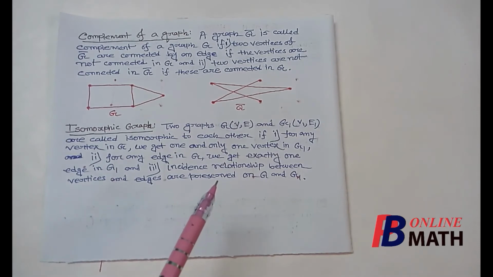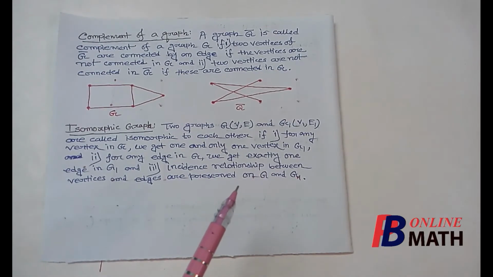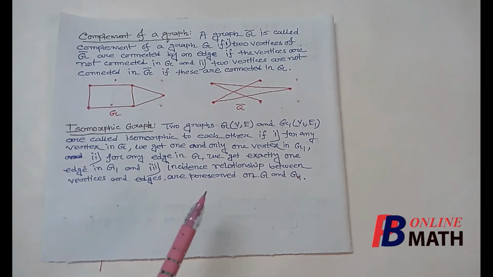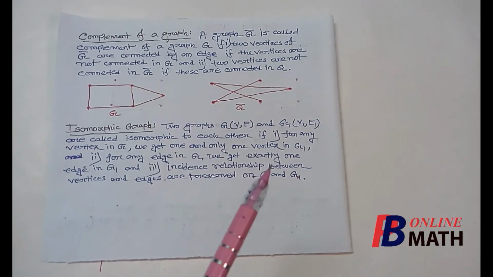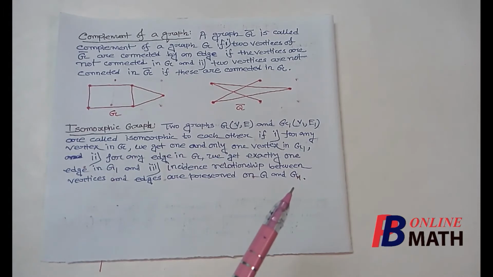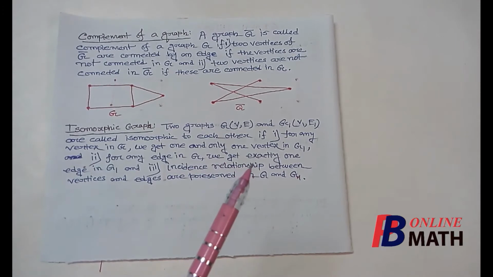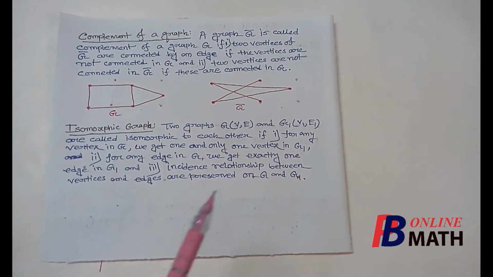That means if we find one vertex having degree 3 in the graph G, then in G1 there must exist one vertex with degree 3. If we find one vertex having degree 5 in the graph G, then in G1 also there must exist one vertex having degree 5. If we find one pendant vertex in G, then we must have one pendant vertex in G1. If all these conditions are satisfied, then the graphs are called isomorphic.